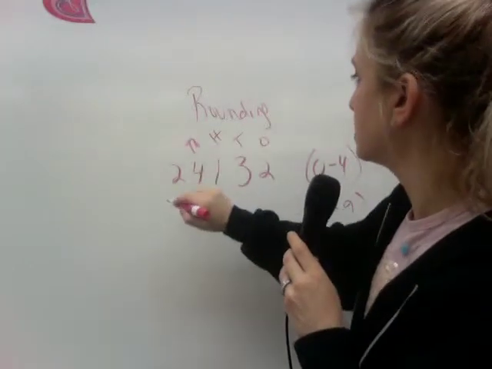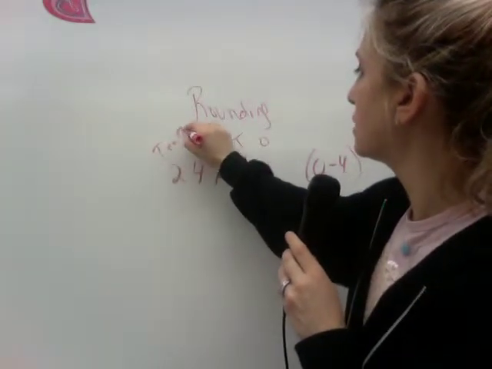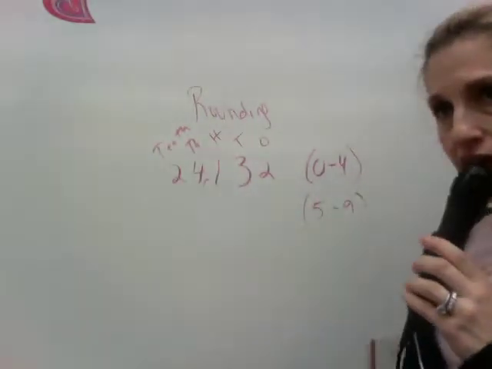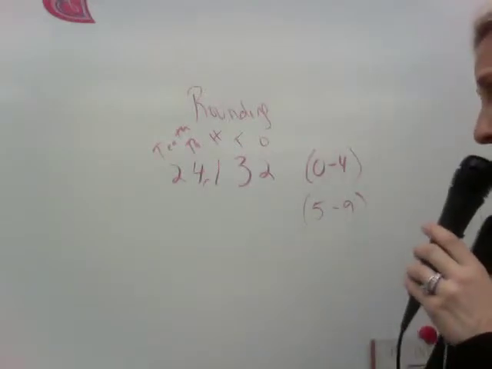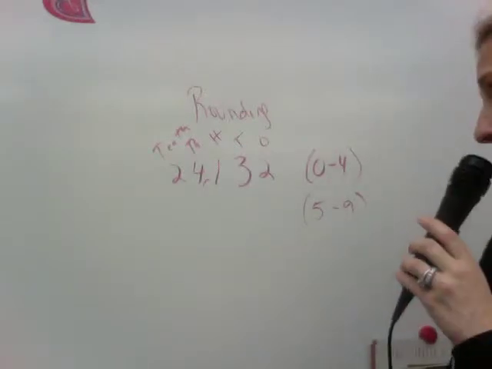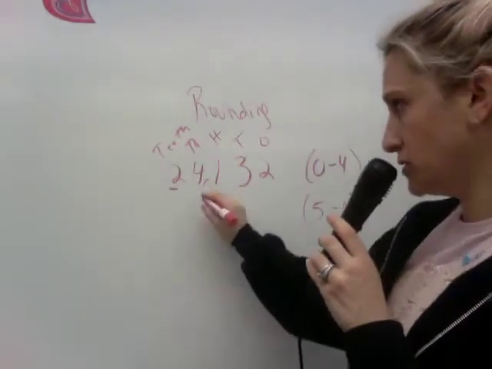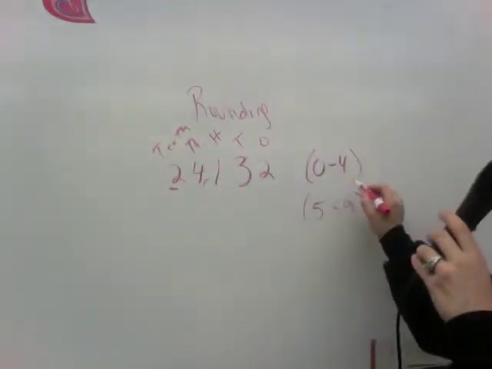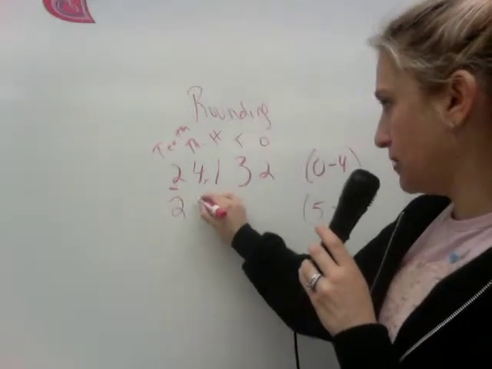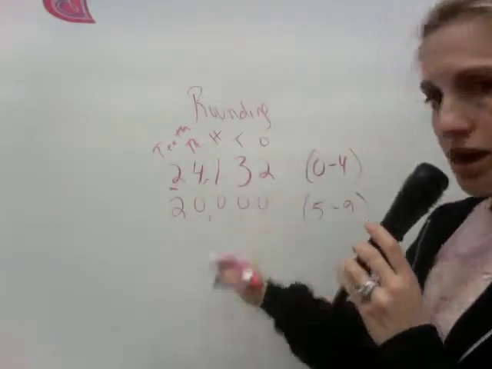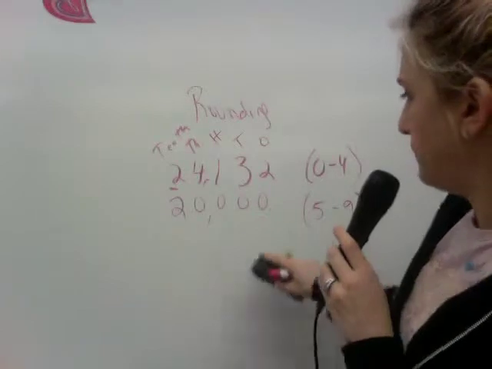This is 1,000, and this is 10,000. Again, I'm going to round to the highest place value if I didn't specify. So I underline the number in the 10,000s, and I look to the right. It's between 0 and 4, so the 2 remains the same. I fill in everything else with a 0.